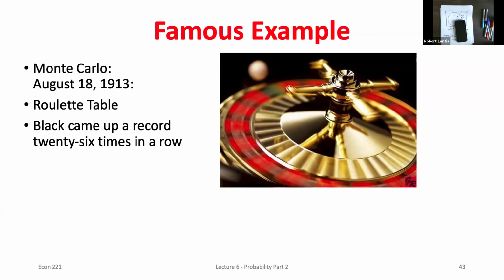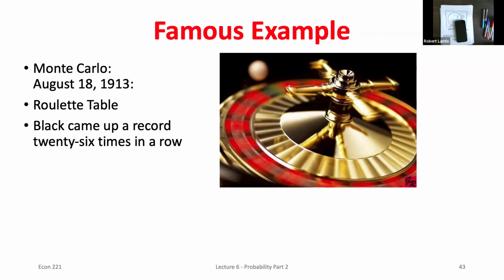So imagine the betting behavior that happened. Now, this wasn't a rigged roulette table. It just happened to come up black 26 times in a row, which is very unlikely, right? In fact, using what we talked about earlier, how unlikely is it? 0.5 to the 26th. I mean, a very low probability.